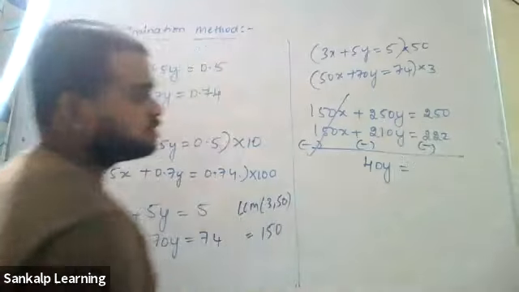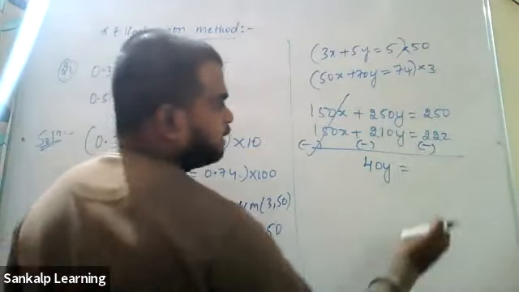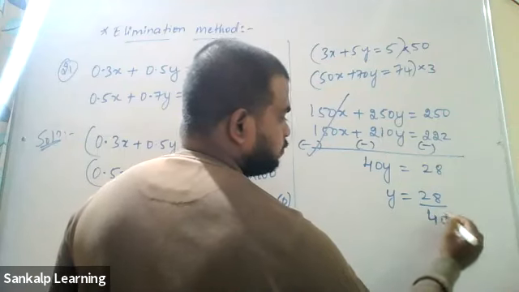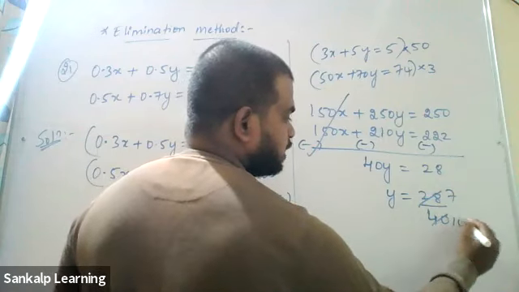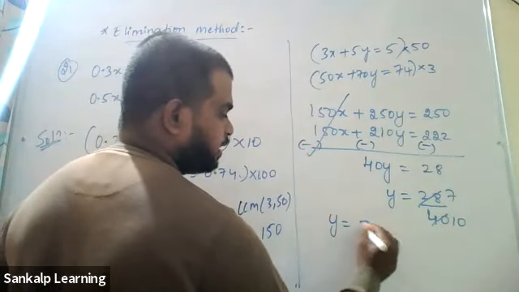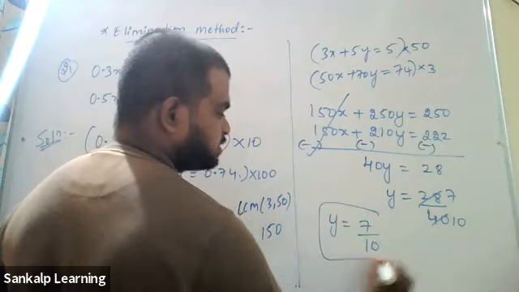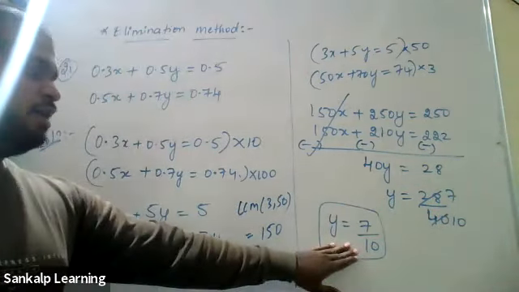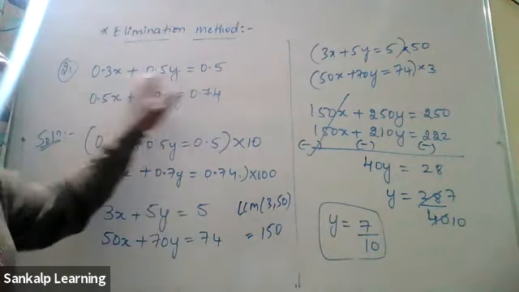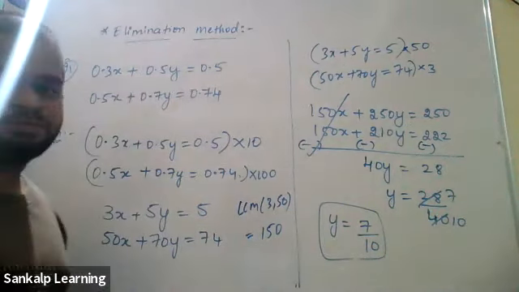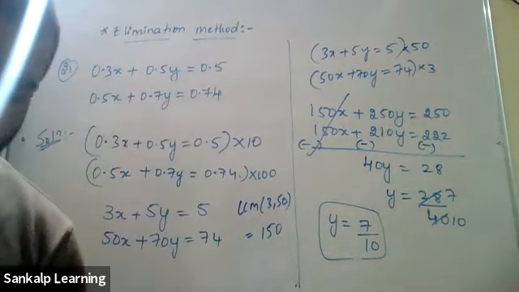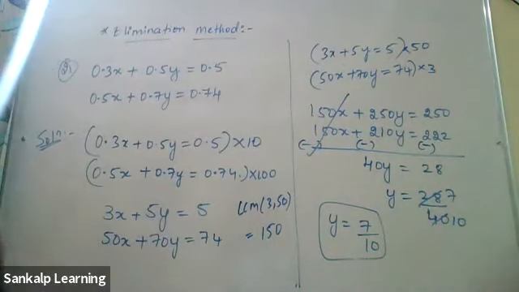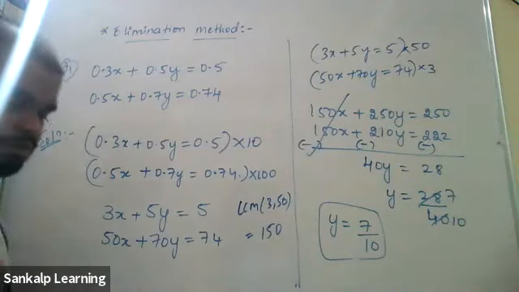This gives you how much? 28 if I'm not wrong. Yes, sir. 28. Therefore, y is equal to 28 by 40. It goes in the 4 table. 4 7s are 28, 4 10s are 40. Therefore, y is equal to 7 by 10. You can also write it as 0.7. Not an issue. It's left to you. Once you get the value of y, substitute in the first equation and find the value of x. Make it fast. Let's do one more problem.